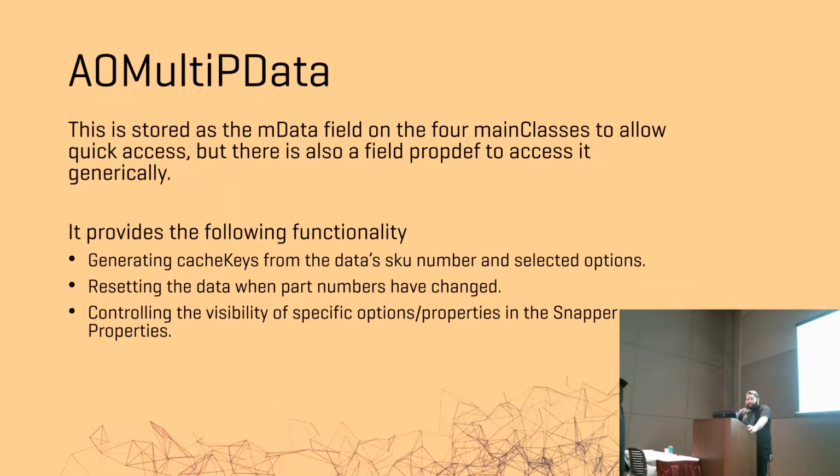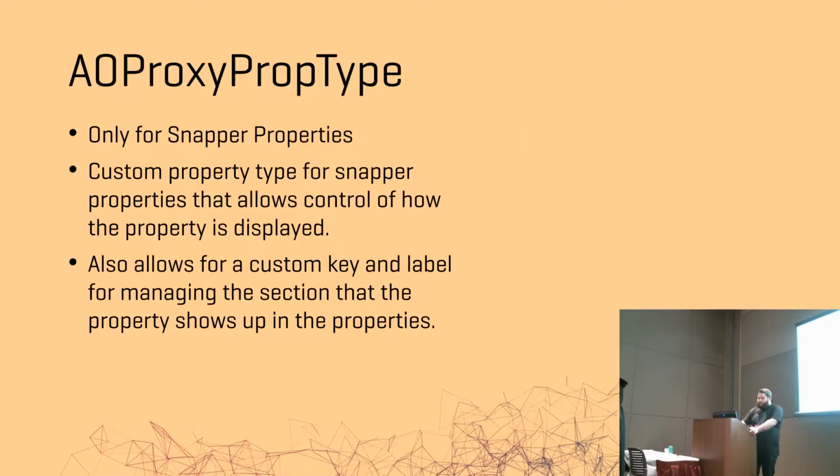Specifically, multi-P data. So this is stored as the mdata field on those 4 classes to allow quick access to your multi-data. But it's also stored as a field propdef, so that way you can access it generically through a key. It provides these main functionalities: it'll generate cache keys based on your data SKU number as well as the selected options. You can also use it to reset the data when your part numbers have changed and to maintain your selected options. Also, you can control the visibility of specific options and properties in the stack of properties that you show for your data. So it adds a nice bit of functionality there.